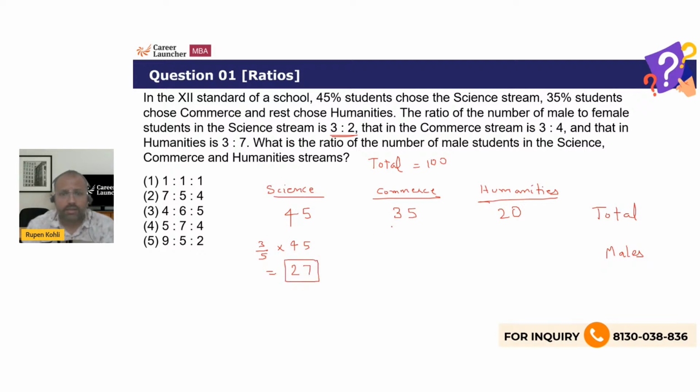27. Likewise, 3:4 is this ratio. So 3 plus 4, 7. Out of that, 3 are males. So 3/7 are males, so 3/7 of 35. 7 cancels, 5 into 3, 15. Last, 3:7. So out of 10, 3 are males. So 3/10 of 20, which is simply 6. So 27 : 15 : 6. I think we can cancel 3, and it matches option number 5, 9 : 5 : 2. So a very basic question on ratios.